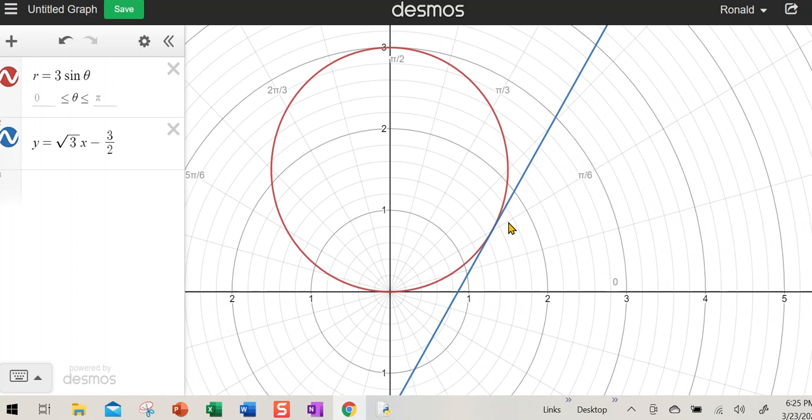And so there is a new twist on an old problem, finding the equation of a tangent line, but this time it was given to us in polar coordinates.